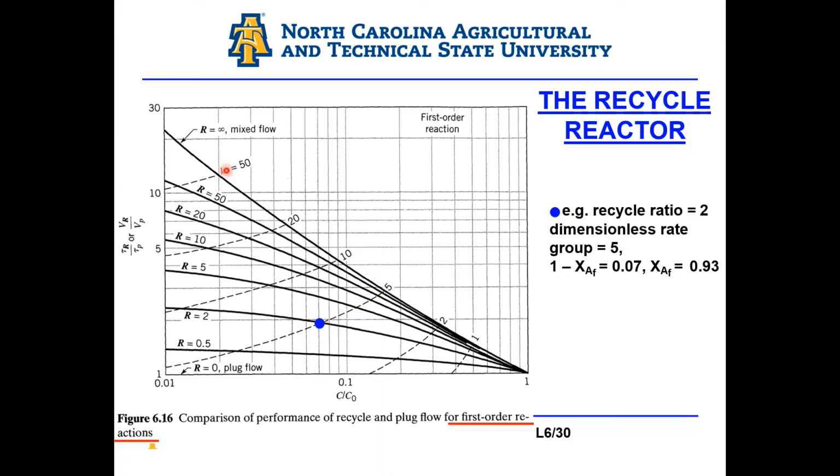And again, K tau is your dimensionless parameter. It refers to your volume, or you can use it to refer to your volume, etc. Let's have a look here at this chart. As R equals 0, my performance approaches that of a PFR. As R approaches infinity, my performance becomes very similar to that of a CSTR.